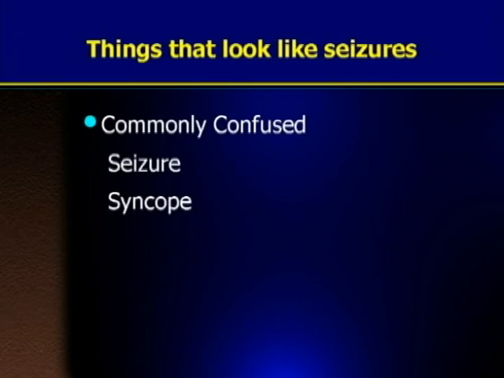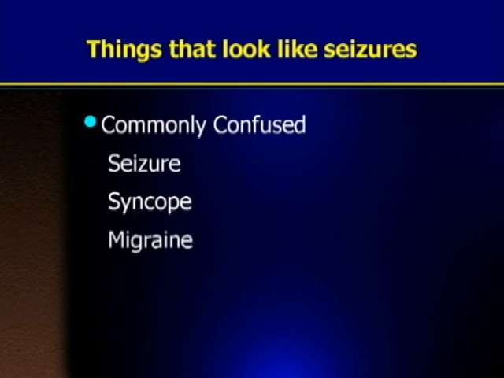So there are several things that can look like seizures, mimics of seizures, or things that are commonly confused. Besides seizures, of course, would be syncope or fainting. During fainting, some people do have brief motor activity, but it's always brief. And of course, after fainting, people always come back to normal almost immediately, compared to a seizure where they're confused for a long time.